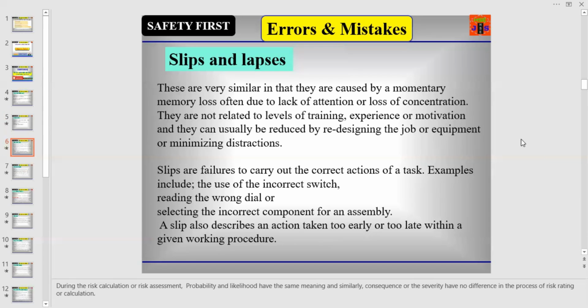Slips are failures to carry out the correct actions of a task. Examples include the use of an incorrect switch, reading the wrong dial, or selecting the incorrect component for an assembly. A slip also describes an action taken too early or too late within a given working procedure.